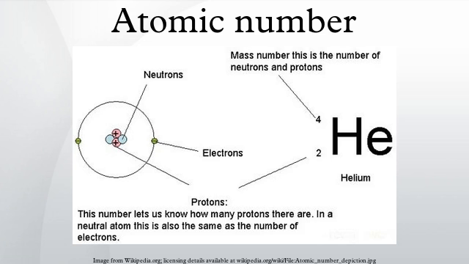The atomic number, Z, should not be confused with the mass number, A, which is the number of nucleons, the total number of protons and neutrons in the nucleus of an atom. The number of neutrons, N, is known as the neutron number of the atom. Thus, A equals Z plus N.